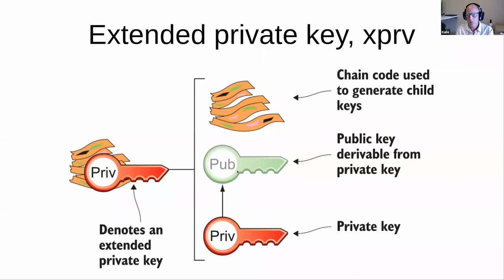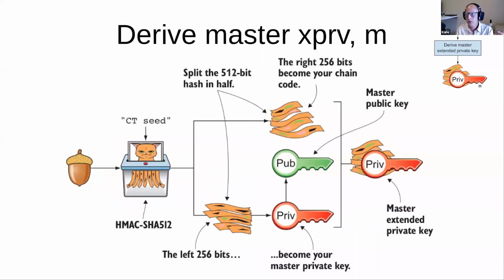So let's have a look at the first step. You have the overall picture up to your right. So now we are going to derive the master extended private key from the seed, like this. To your left here, you have the seed, and to your very right, you have the master extended private key. Let's see what happens in between here.